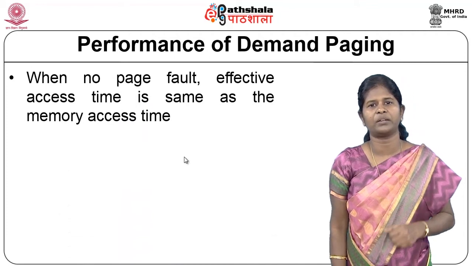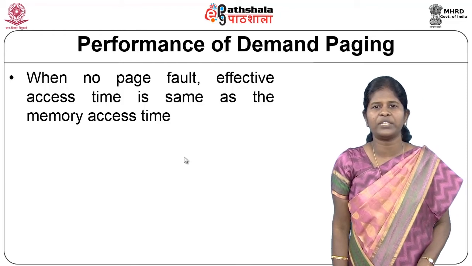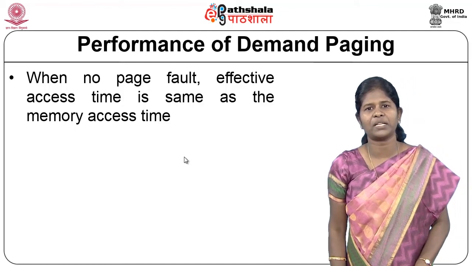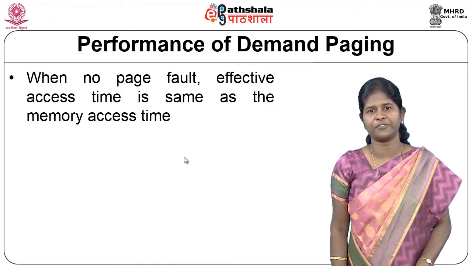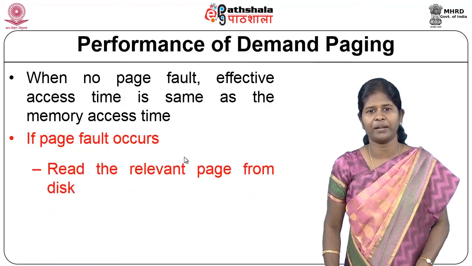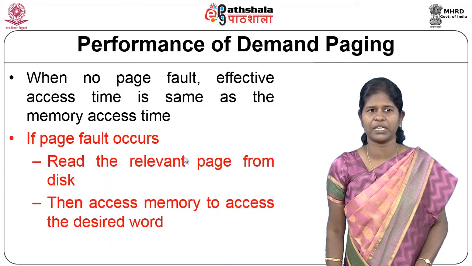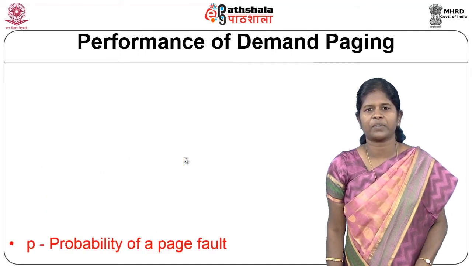When we are learning about the performance of demand paging, we need to understand the effective access time. The effective access time when there is no page fault is the same as the memory access time. That is, you access a particular instruction in the physical memory, that page is present in the physical memory, and the memory access time is the effective access time. But if a page fault occurs, then you need to read the relevant page from the disk, and only then can you access the memory to access the desired word.